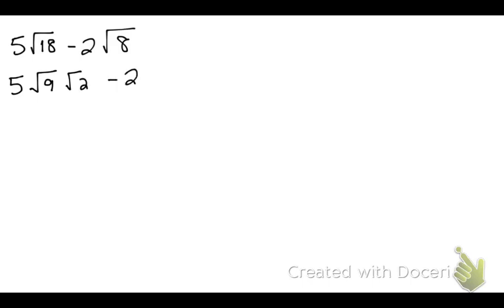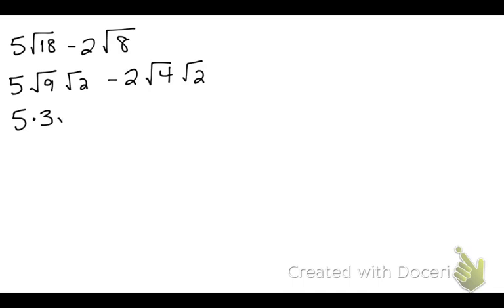Let's consider 5 square root of 18 minus 2 root 8. Again, these aren't like terms, but both can simplify. The square root of 18 is the same as the square root of 9 times the square root of 2. The square root of 8 is the same as the square root of 4 times the square root of 2. And some of these square roots break down.